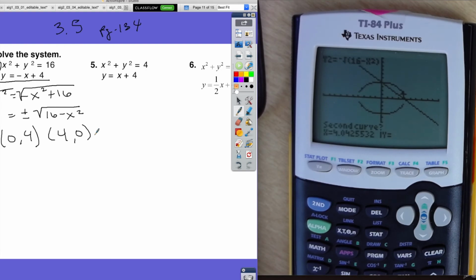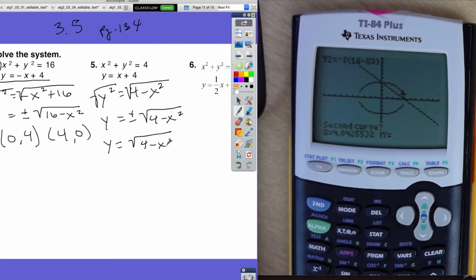Okay, let's do number 5, just to make sure you guys know. So let's isolate the y first. So y squared equals, I'm going to write it as 4 minus x squared. I'm going to square root both sides. It's going to be y equals plus or minus the square root of 4 minus x squared. Remember, we're going to put this in twice. We're going to put it in as the square root of 4 minus x squared and as the negative square root of 4 minus x squared. And then you're going to put in this one right here, which is the linear equation.